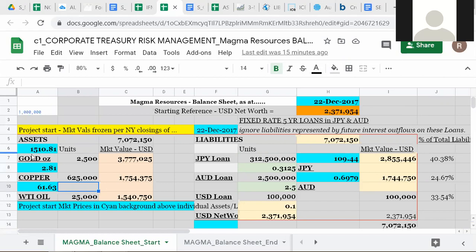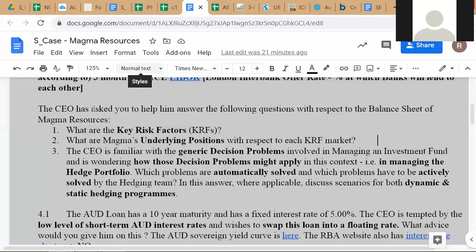So we're done. We'll just go through this and quickly reconfirm for anybody else who is not clear. In this case, we are trying to answer the question: what are Magma's underlying positions with respect to each KRF market? First you identify the KRFs, which are the prices which will fluctuate and cause the value of assets and liabilities to fluctuate. So we identified 6 KRFs. Whichever markets these KRFs correspond to, those are your KRF markets.